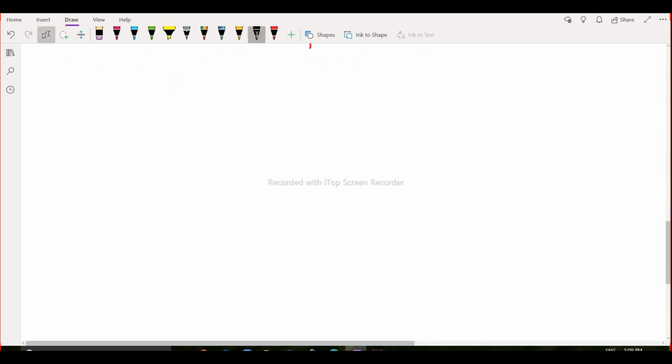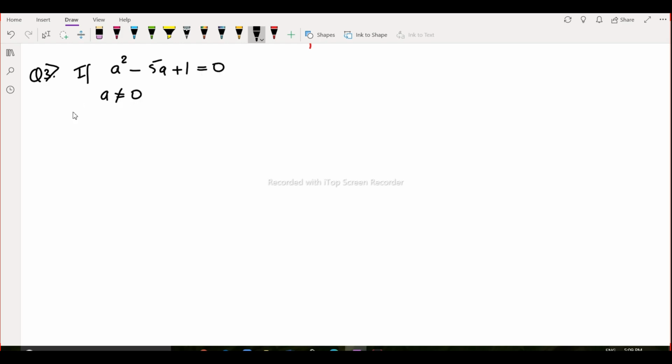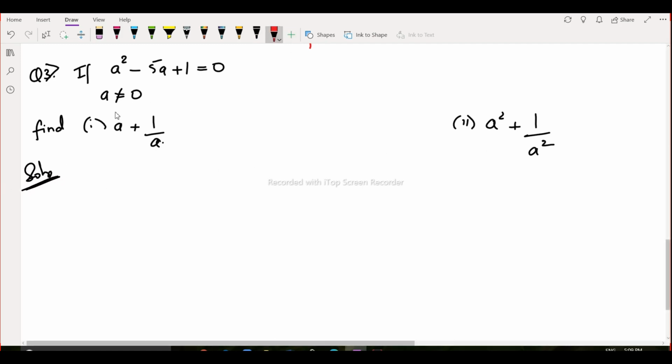Let's try one more. Let's say we have, if a square minus 5a plus 1 equal to 0, a is not equal to 0, you need to find a plus 1 by a, and we need to find a square plus 1 by a square. So let's try this one.